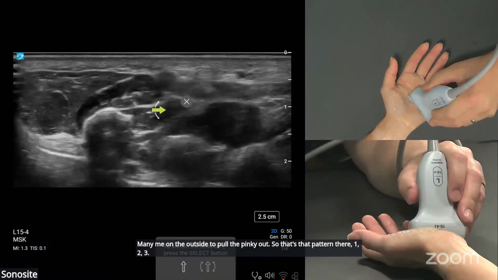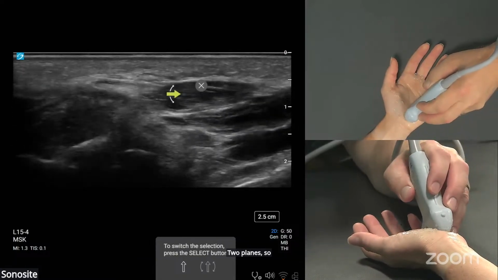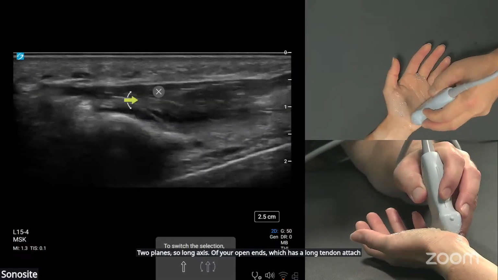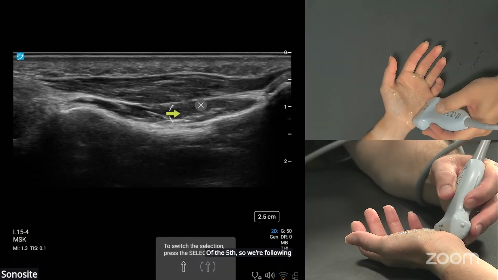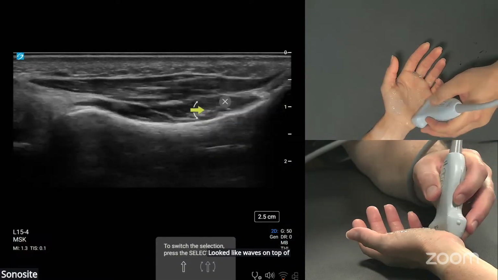You could go long axis here too, just like anything, two planes. So long axis of your opponens, which has a long tendon attachment all the way across the shaft of the fifth. So we're following all of this, the tendon of opponens right here, right there. See those little, look like waves on top of the bone right there?